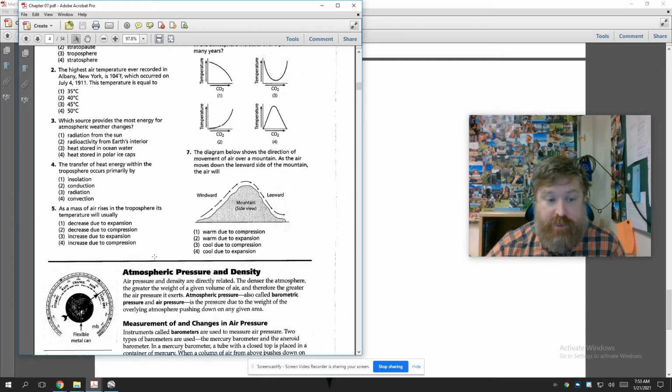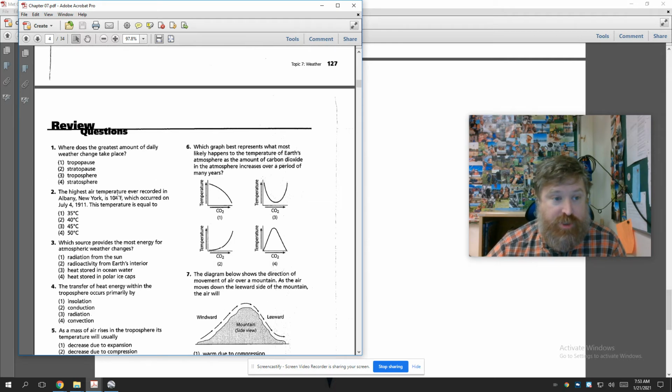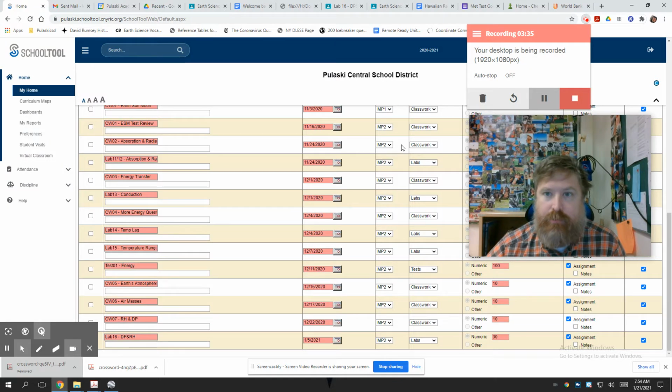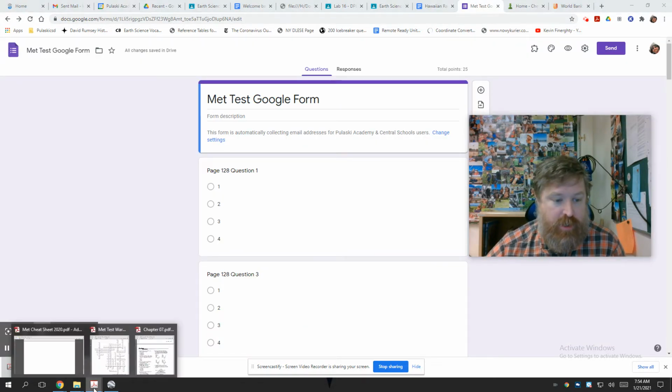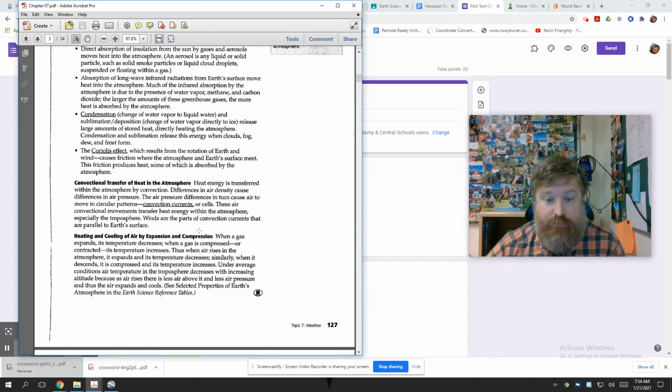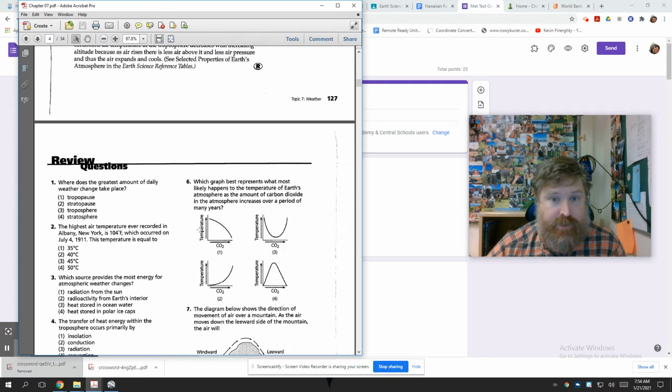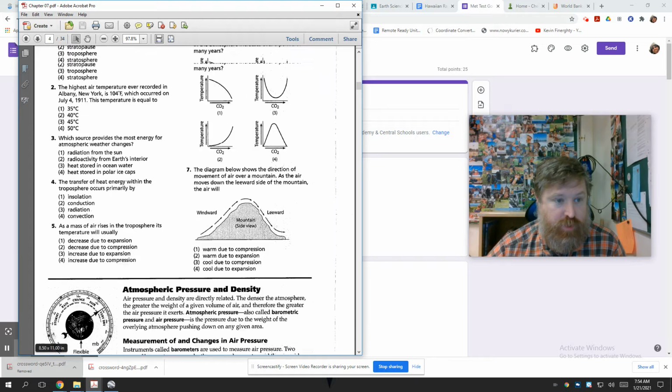The second part of it is going to be just like the other one was. It's going to be a review book with some questions, and I went through and made a Google form that will probably still be up here. It'll be things like, okay, page 128, question 1. So it's going to have you go through this chapter of the review book on weather and do some questions like page 128, question 1.